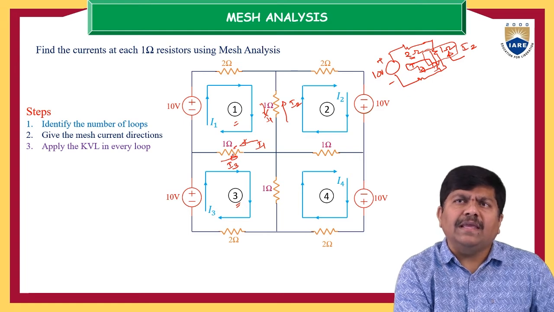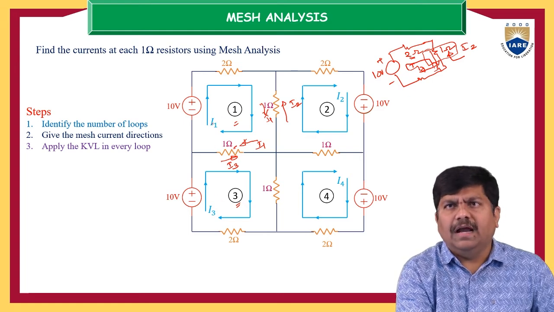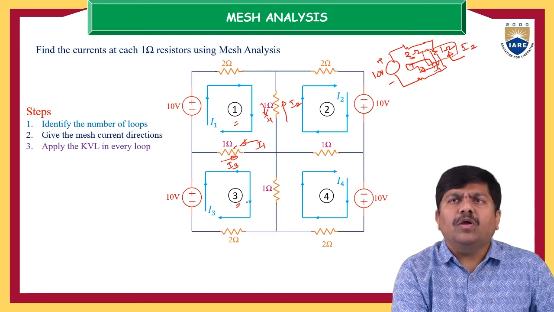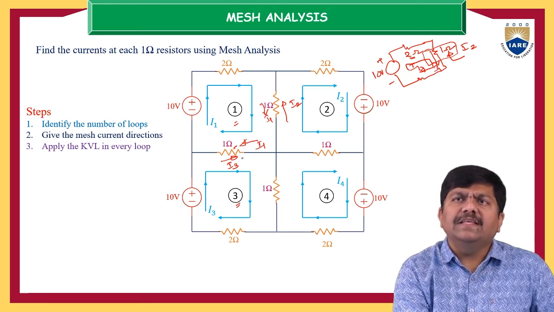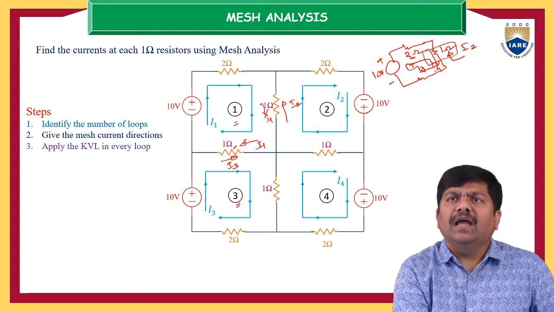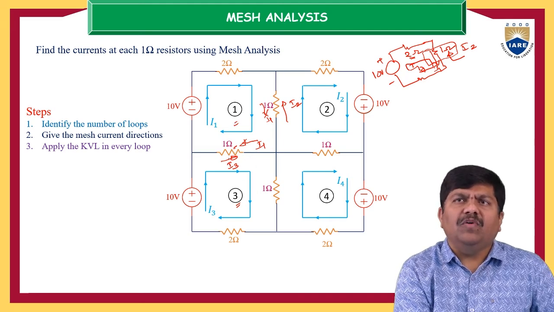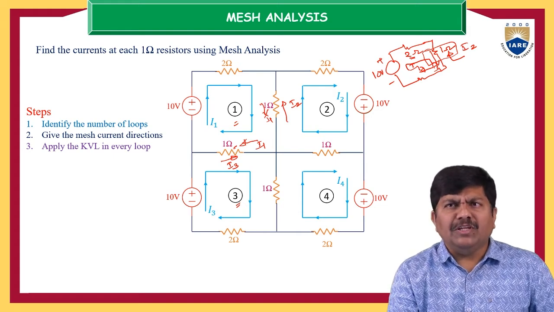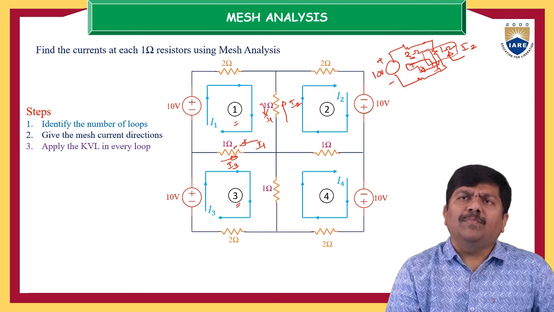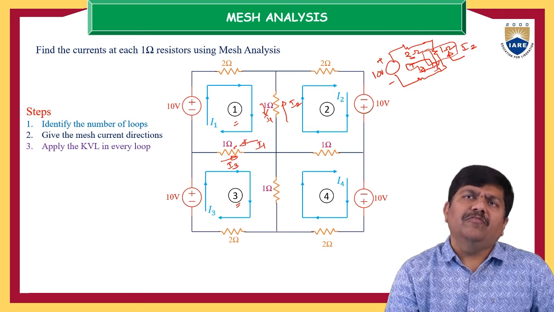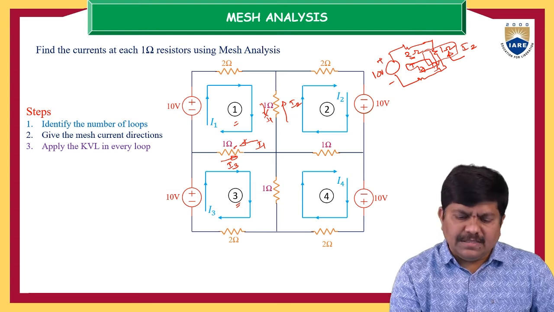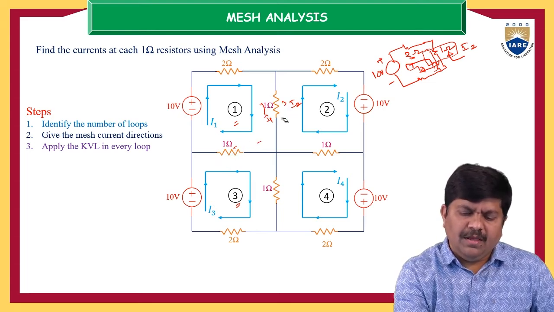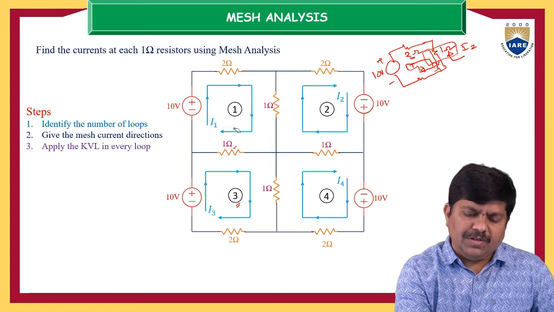If you are applying KVL in either loop 1 or loop 3, you have to take more care of the current's direction. The drop contributed by this 1 ohm resistance is I1 minus I3 if you are applying KVL in loop 1. If you are applying KVL in the third loop, it is I3 minus I1 into 1 ohm. In whichever loop we are applying KVL, we have to give priority to that loop current. That is the important thing to remember while applying KVL for individual loops.